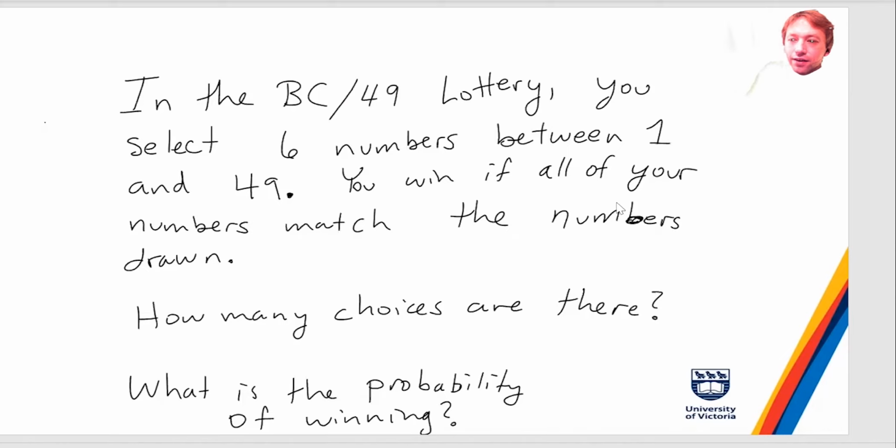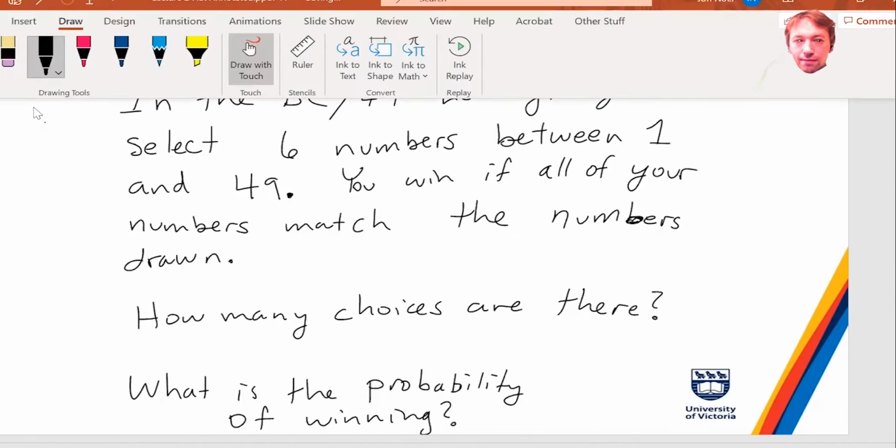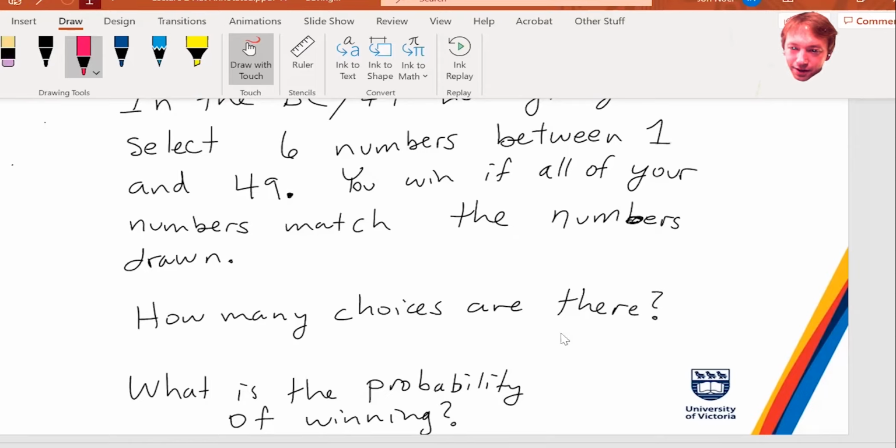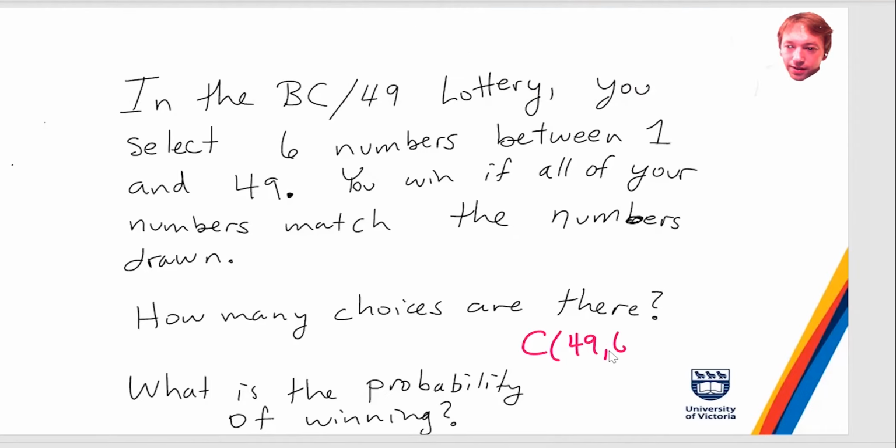So any thoughts about that? How many sets of, and the numbers have to be different. It'd be great if you could pick the same number every time, right? Because I could pick 5, 5, 5, 5, 6 times, and then if a 5 comes up, I win, but you have to pick different numbers. Yeah, so that looks correct. The answer is C(49, 6), or in other words, 49 choose 6.